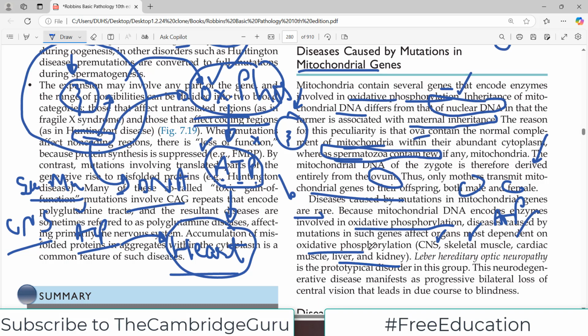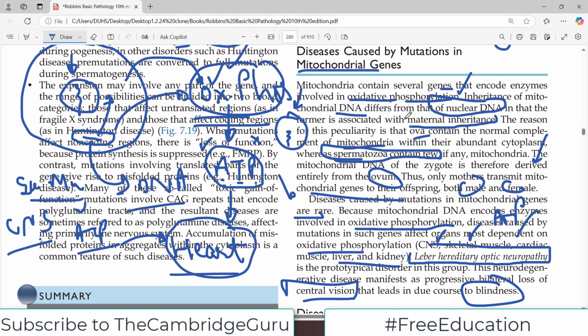We already discussed this. Okay, there is a specific disorder that you have to remember, which is Leber hereditary optic neuropathy. It's a prototypical disorder in this particular group. This neurodegenerative disease manifests as a progressive bilateral loss of central vision because the optic nerve is disturbed, because the nervous system is dependent on ATP production, and the optic nerve is an outshoot from the nervous system, and this leads to blindness.